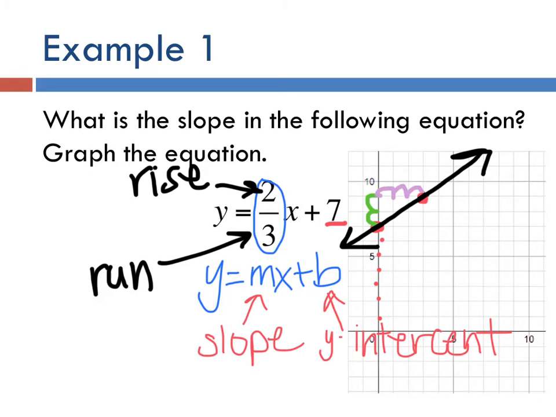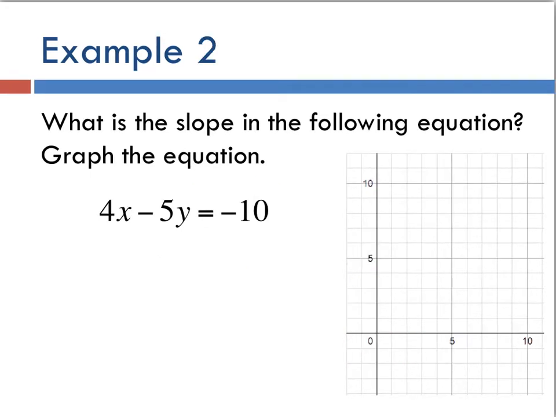But now what happens if it looks something like this, where it's not already in the form that we want? Remember, slope-intercept form is, let me write it up here again, y equals mx plus b. It's not in that form, so what do we do? You probably already guessed it. You make it that way. So what can you do to get y by itself? Because that's what we're solving for.